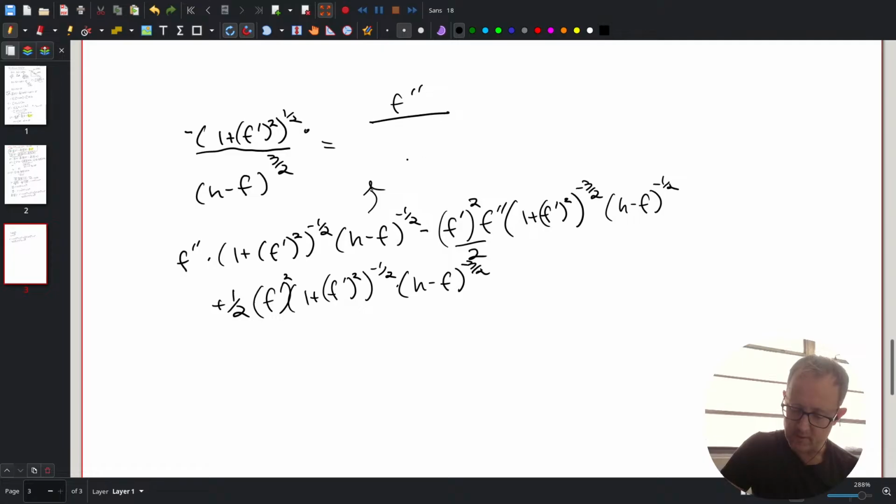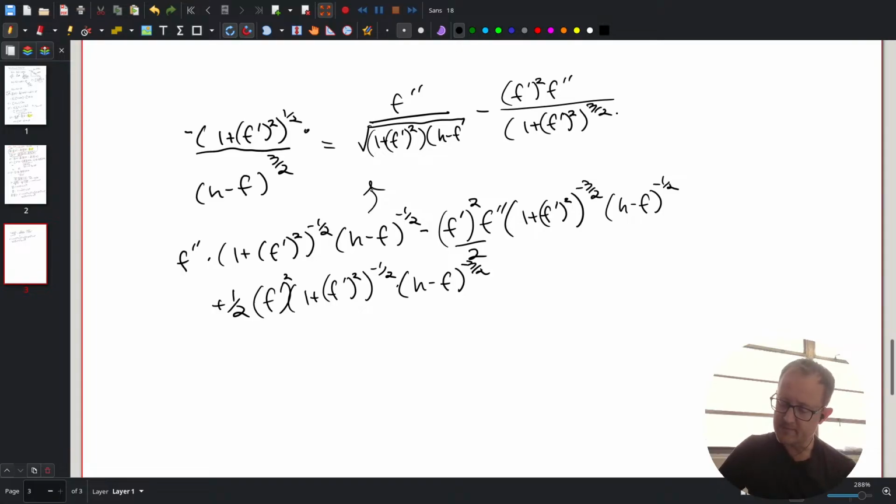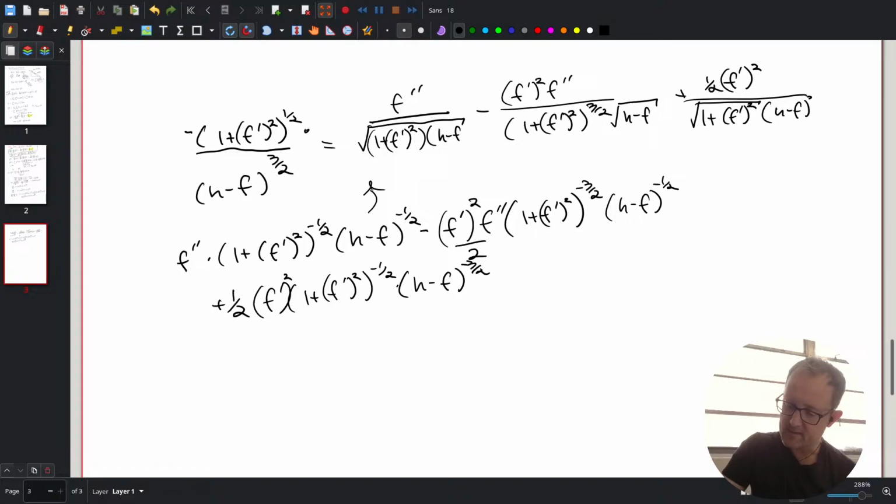So I have an f double prime over square root 1 plus f prime squared times h minus f, and then a minus f prime squared f double prime divided by that 1 plus f prime squared to the 3/2, and then a square root of h minus f, and then plus this f prime over 2, we'll say 1 divided by this square root 1 plus f prime squared, and then times h minus f to the 3/2.